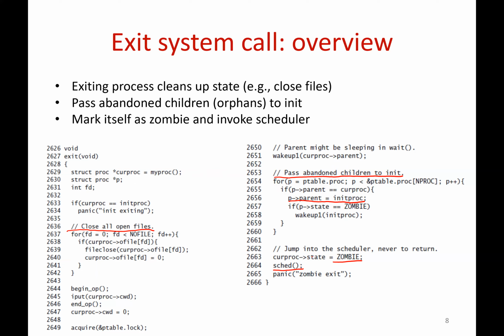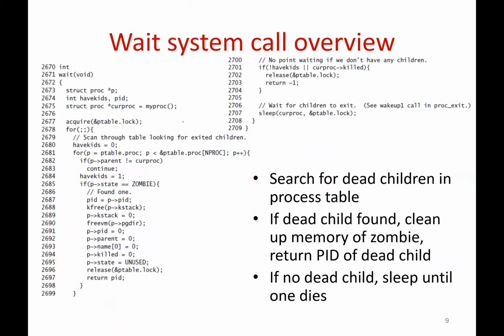So that is the exit system call. What it does is it cleans up some state. Note that it does not clean up all state. All state is cleaned up only when the parent reaps the dead child. That is when the complete cleanup happens. For now, some state is cleaned up. It takes care that all its orphans are adopted by init, and it marks itself as zombie and invokes the scheduler. This is the code of the exit system call. This is just a high level overview. We will return to this later on.